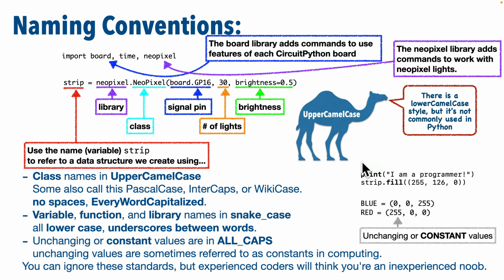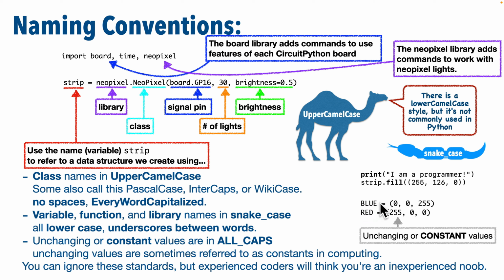Now, you'll also notice the convention is for variable names like strip, function names like print, as well as library names like board and NeoPixel, to be written in all lowercase letters. And if a variable has more than one word in it, the convention is to use an underscore to separate the words, and that style is called snake_case. And there's another style that we'll see later in this lesson. Values that should remain unchanged and constant should be written in all caps. So we'll see this later when we create values to hold colors, like red or blue.